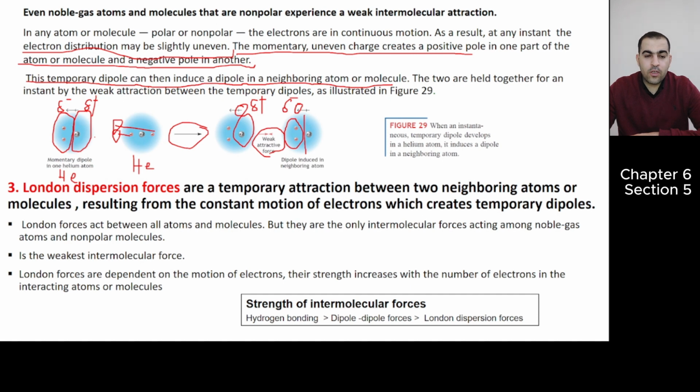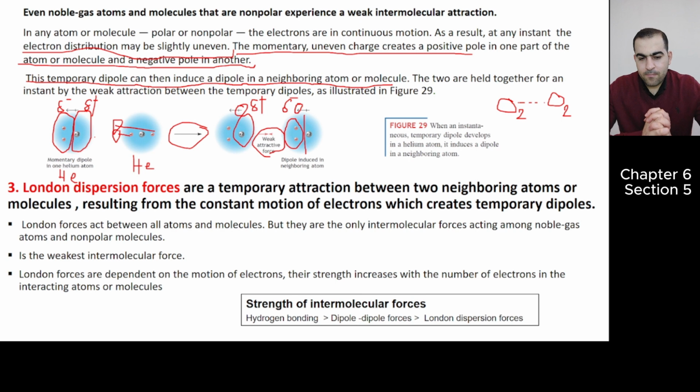It happens between noble gases and also between non-polars. Guys, is there any attraction between non-polars? Non-polars, there are no poles. But by the uneven distribution of electrons, because electrons are in continuous motion, for a moment maybe an uneven distribution of charge happens. Electrons become one side, this side will be partially negative, the other side partially positive, in other atoms and molecules too. So London dispersion force happens.